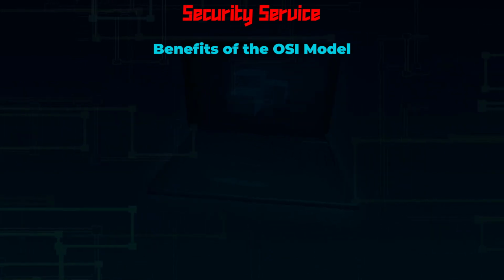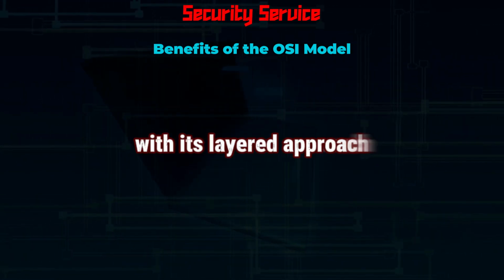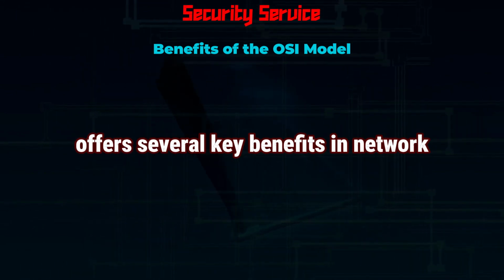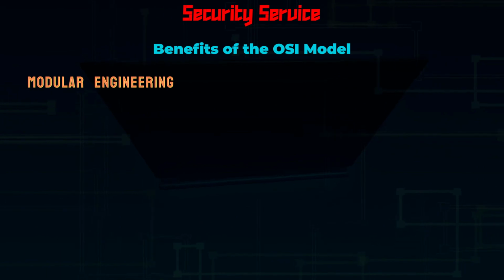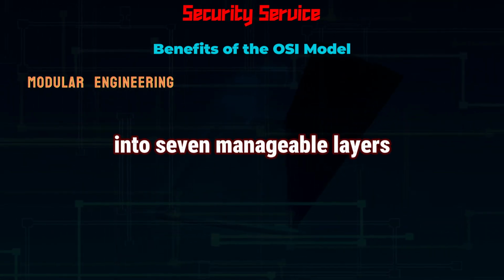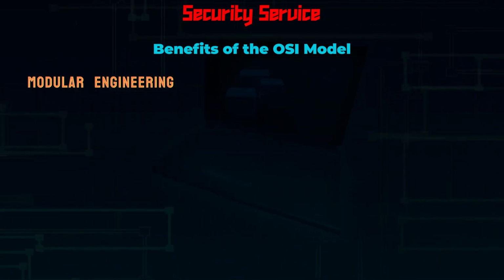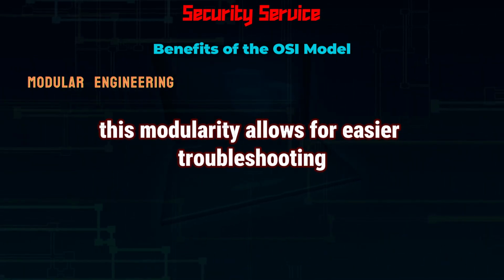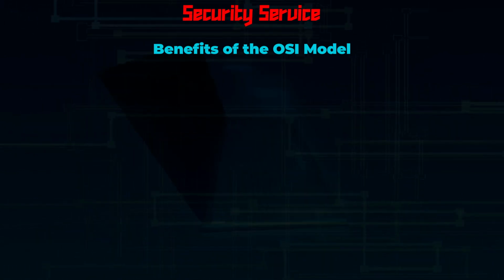Benefits of the OSI model. The OSI model, with its layered approach, offers several key benefits in network design and security. Modular engineering. The OSI model breaks down network communication into 7 manageable layers, each with specific functions. This modularity allows for easier troubleshooting and understanding of network processes.